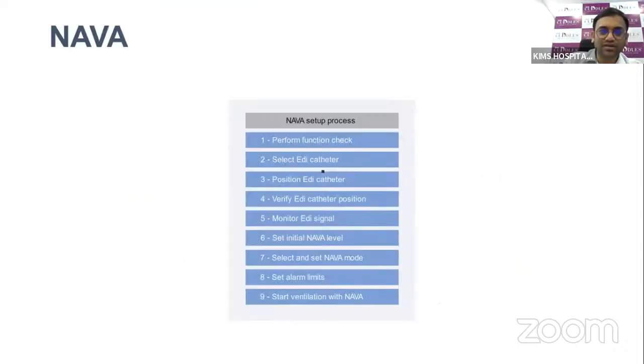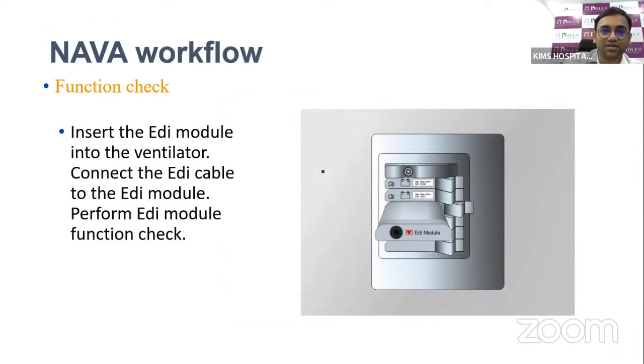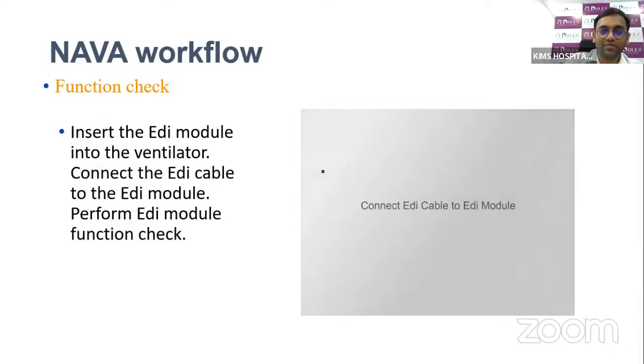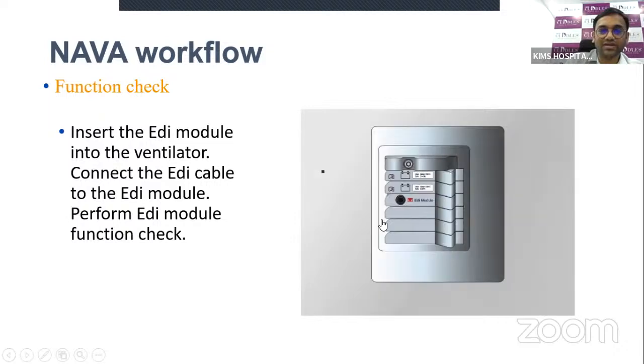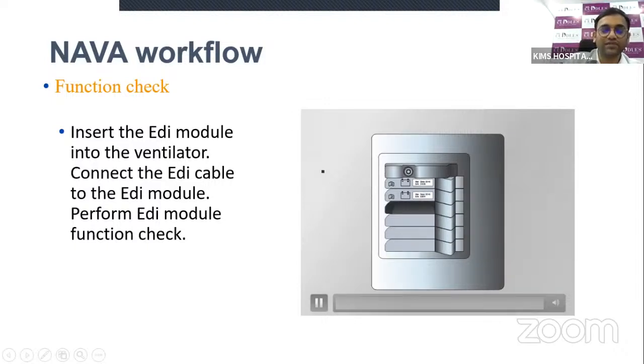So the NAVA will be set based upon this process. We'll discuss one by one in the subsequent slides. First, we have a ventilator, the Servo-i, which has a special EDI module. The EDI module should be inserted into the slot, and then the EDI cable should be attached. So the EDI module is fixed and the EDI cable is inserted into it. Then the ventilator starts showing the EDI mode, and EDI with NAVA mode of ventilation will be highlighted in the ventilator.